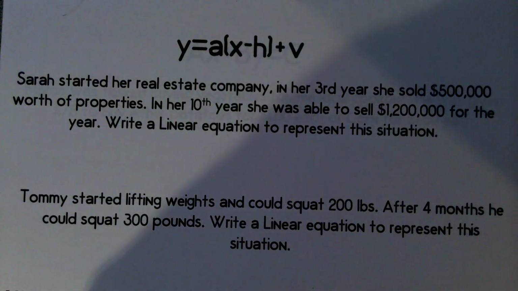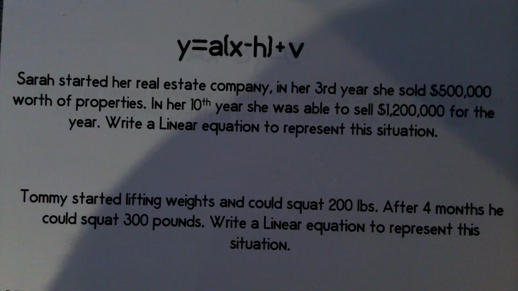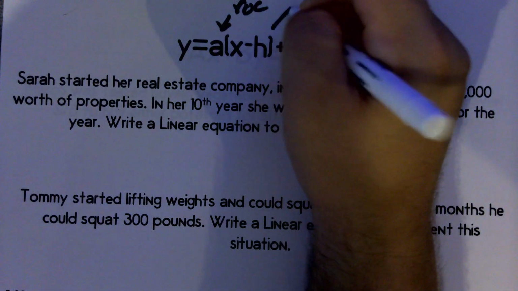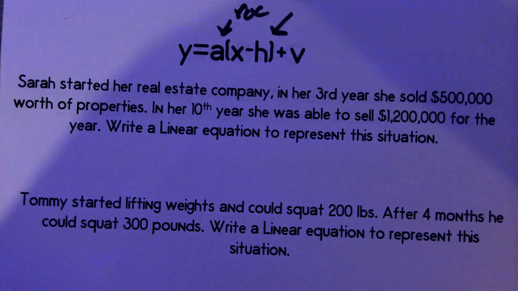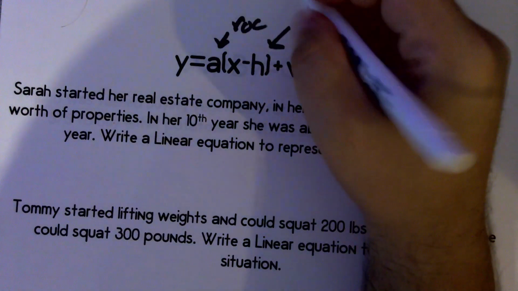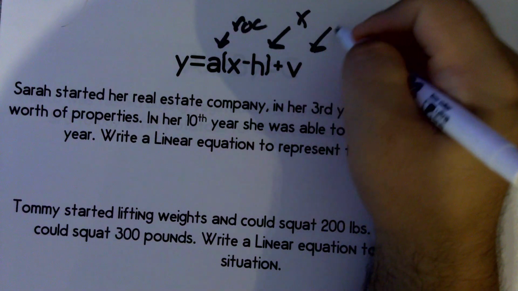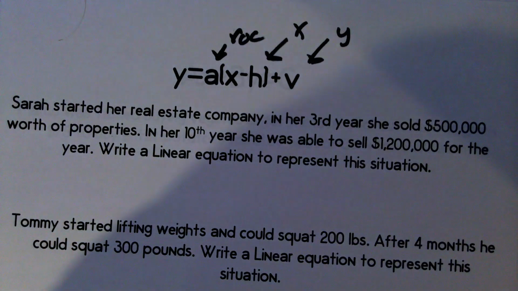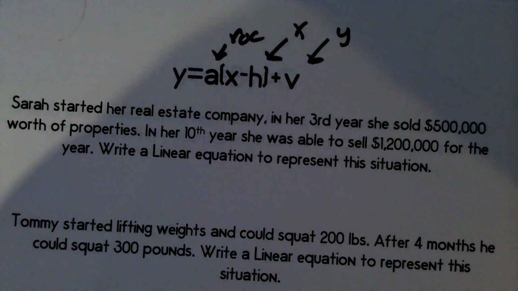All right, so now we're going to write a linear equation from context. So we're looking here for our rate of change, some x value, so our initial independent variable, and some y value. So from the same situation, what is the value that has happened?